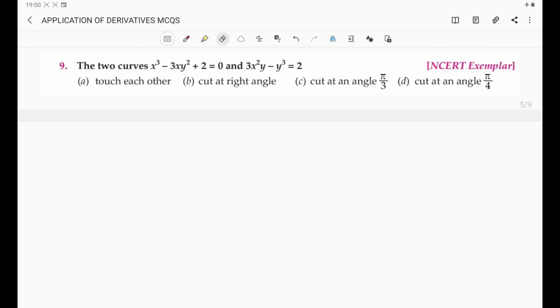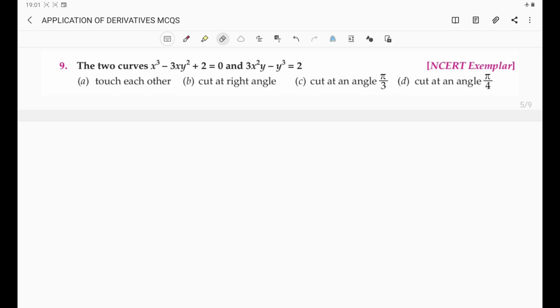Question number 9. The two curves x cube minus 3x square y plus 2 equal to 0 and 3x square y minus y cube is equal to 2. Option A, touch each other; option B, cut at right angles; option C, cut at an angle of pi by 3; and option D, cut at an angle of pi by 4. So first of all we have to check whether the two curves given are touching each other or cutting at right angle by knowing their slopes. So we have to find the slopes of the tangents drawn at their point of intersection.